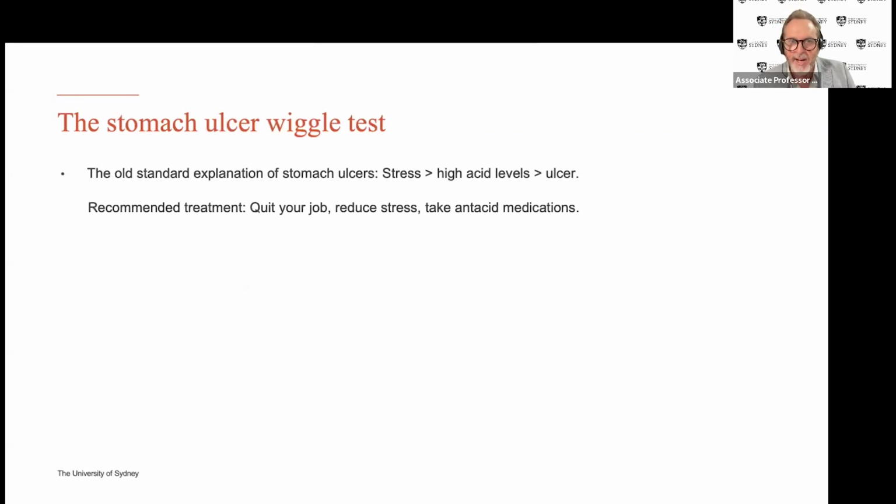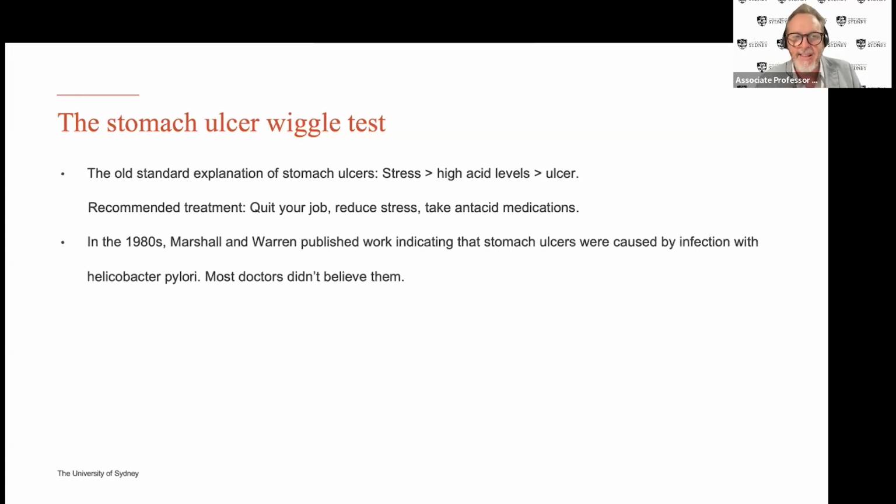So stomach ulcers are painful and dangerous. You don't want to end up with a stomach ulcer. The standard explanation for what causes stomach ulcers, back in the day, was that high levels of stress cause people to have higher levels of acid in their stomach, and that produces ulcers. So the recommended treatment for stomach ulcers was you should quit your stressful job, relax, go and play some golf, and take antacid medications.